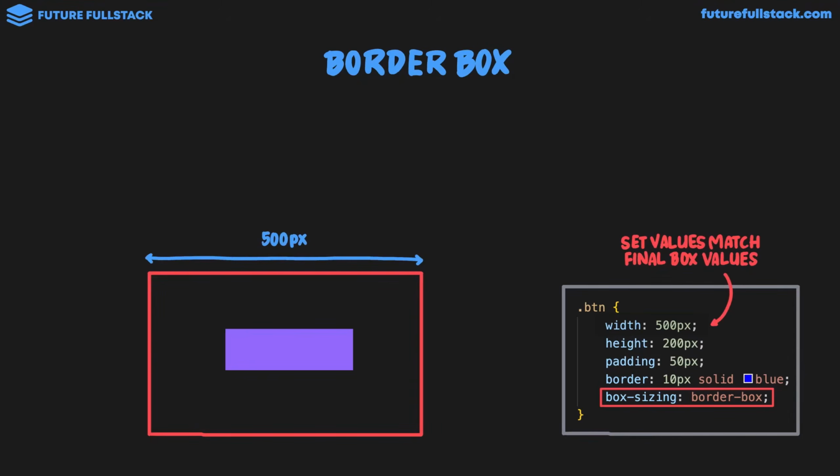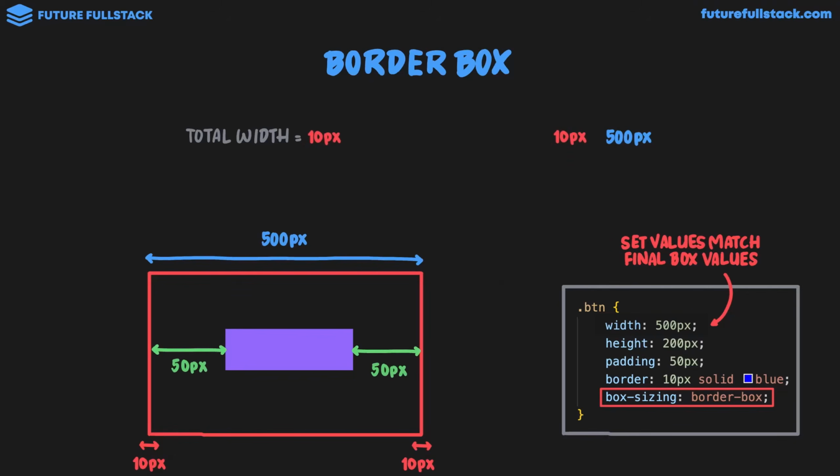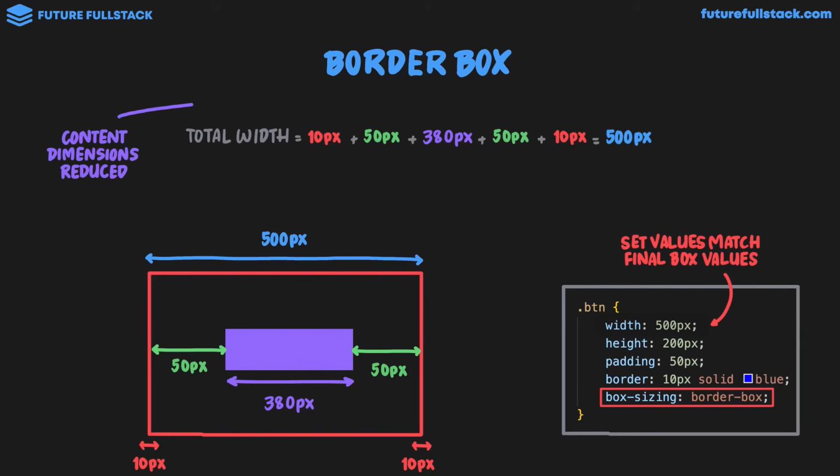So now we're going to work backwards. The total width is 500 pixels. The border is still 10 pixels, so we'll drag that up into our calculation. The padding is still 50 pixels, so we'll drag that up into our calculation. And for this to mathematically work, the width of the content has to be 380 pixels. So that when we sum this all up, we get a total width of 500 pixels. And I want to highlight that the content dimensions have reduced.